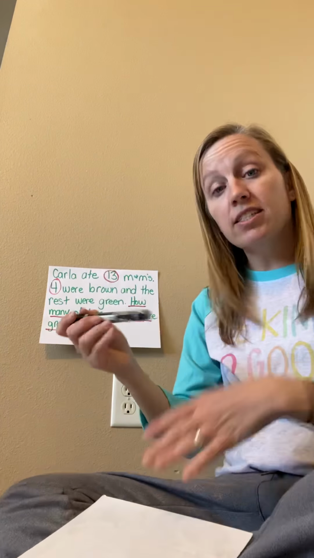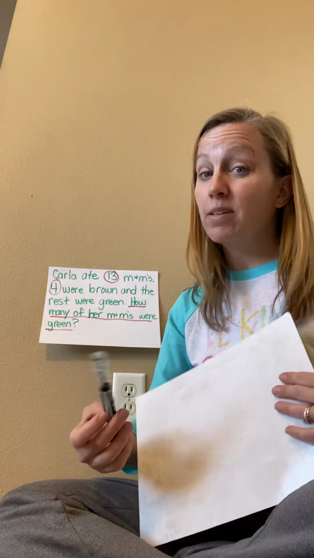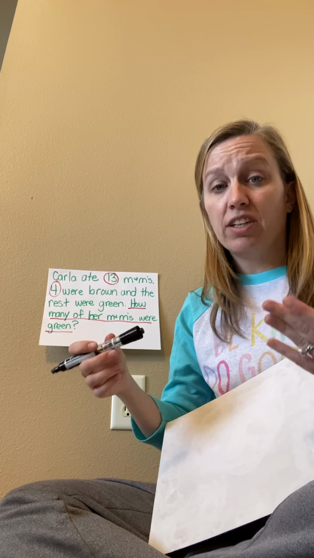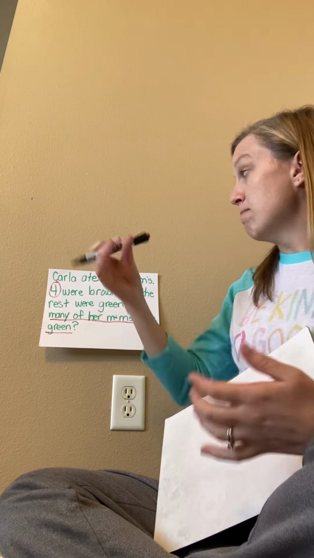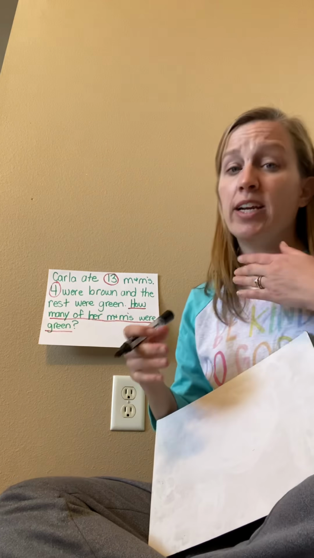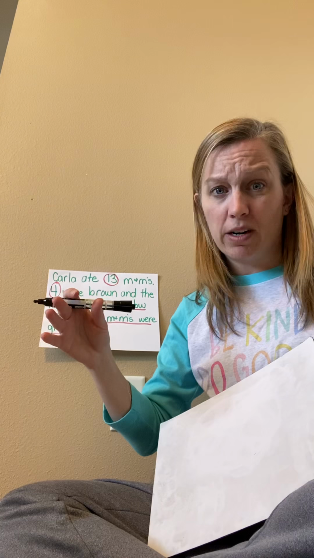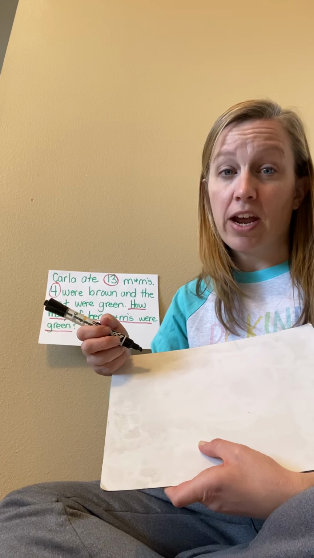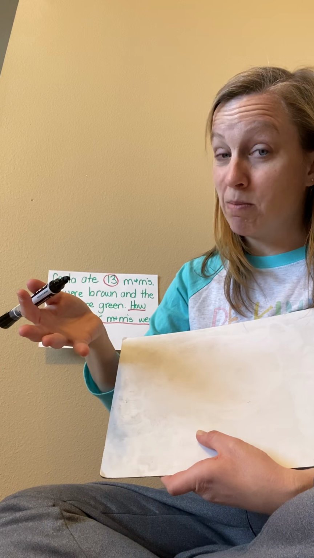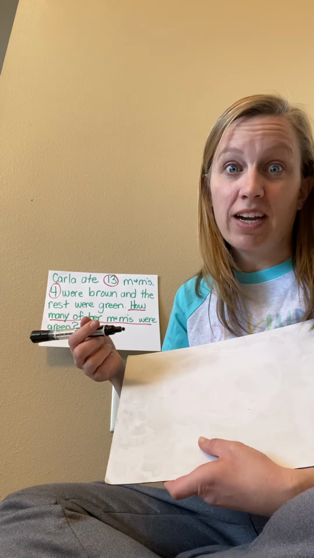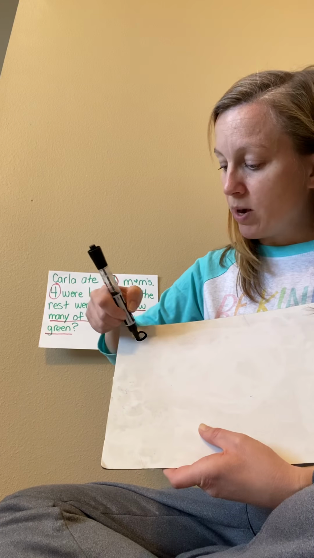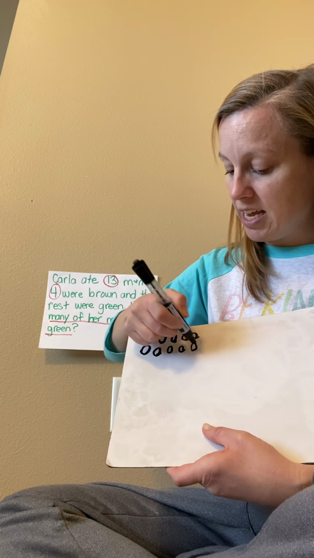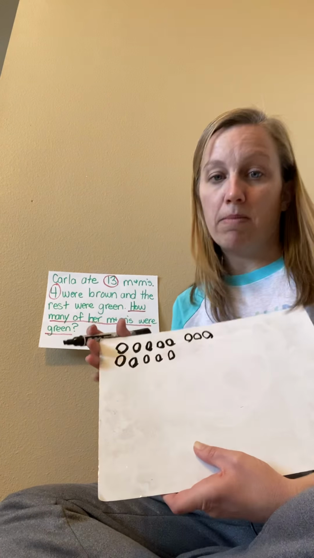Okay, so now I can start working on drawing a picture and adding some labels to show what I already know about the problem. I know Carla ate 13 M&Ms. She didn't eat any more than that, and she didn't eat any less than that. So I know that 13 is my total number of M&Ms. So I'm going to go ahead and draw 13. And whenever I draw a number in math, I always do circles. Good thing is M&Ms are also circles. And I like to organize my drawing into 5 groups. So I have 1, 2, 3, 4, 5, 6, 7, 8, 9, 10, 11, 12, 13 M&Ms.